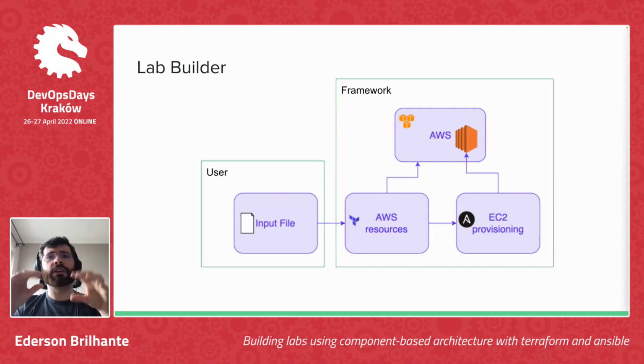After each one of the EC2 machines is created, Terraform calls a proper Ansible playbook to provision the systems, like installing software and making configurations. And once it's done, you have your lab running. From the user perspective, the only input is a file describing the environment. How should the environment look?